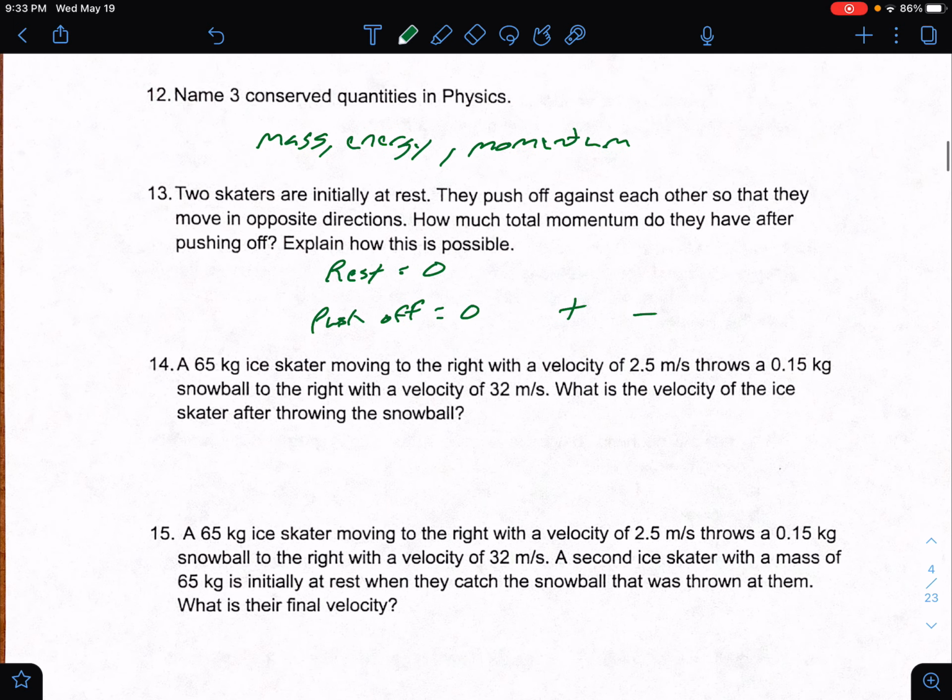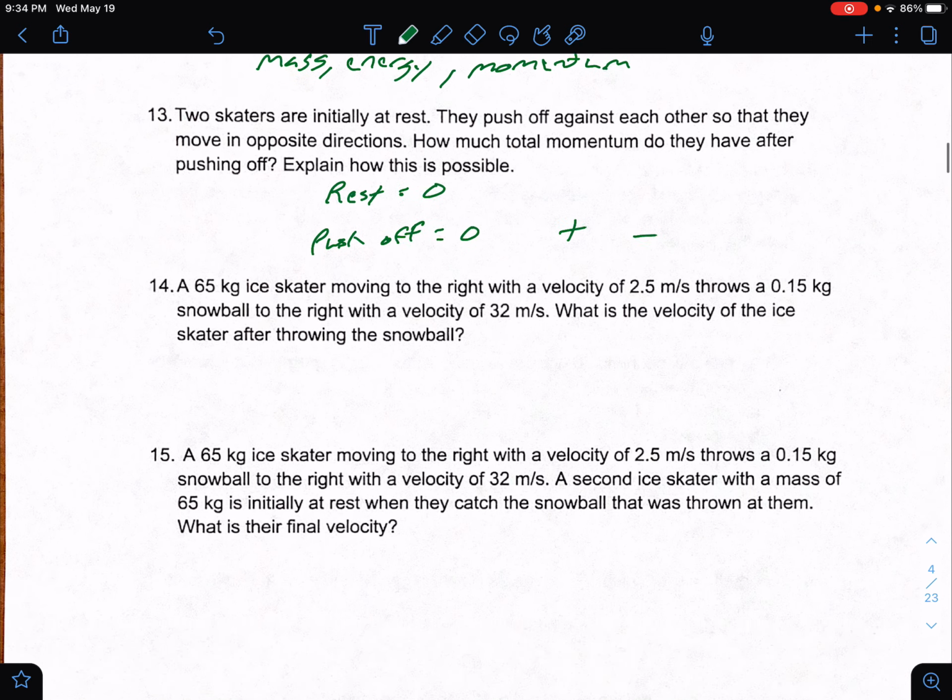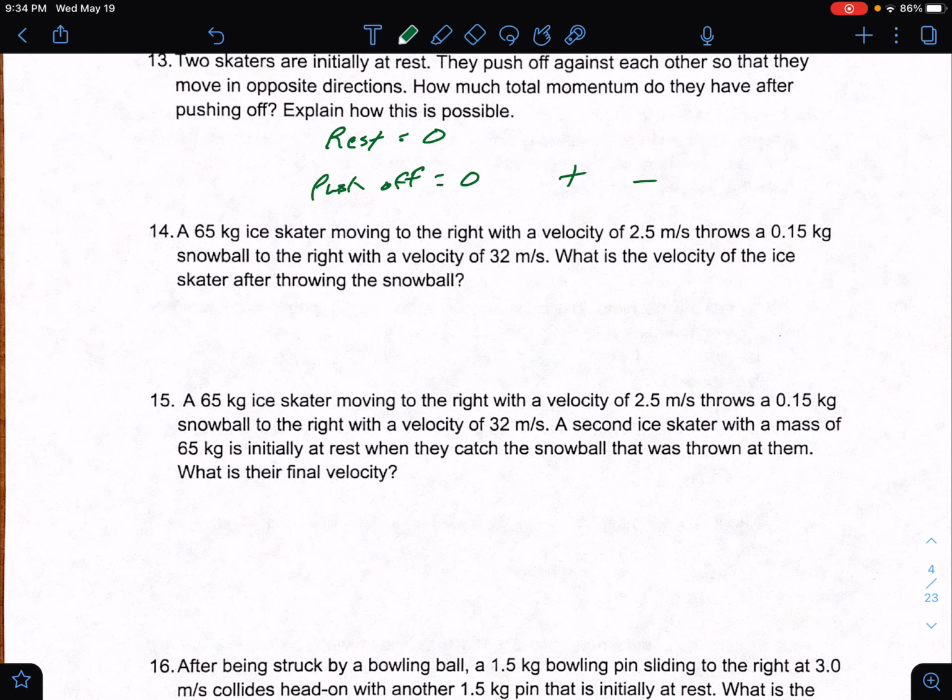Okay, number 14, the 65 kilogram ice skater moving to the right with a velocity of 2.5 meters per second throws a 0.15 kilogram snowball to the right with a velocity of 32 meters per second. What is the velocity of the ice skater after throwing the snowball? Okay, so I'm going to show you the way I do these equations. I'm going to show you all 3 versions on 14, 15, and 16.